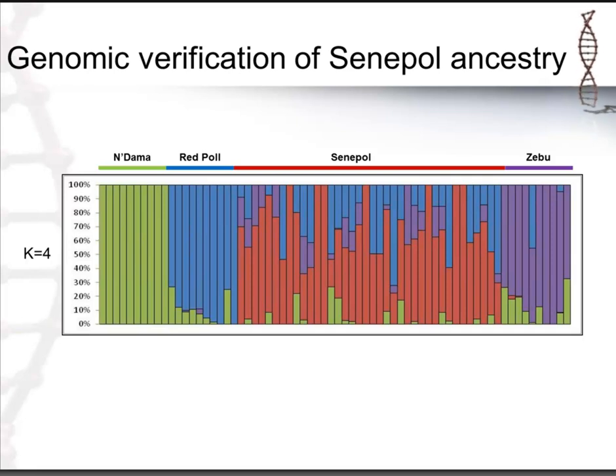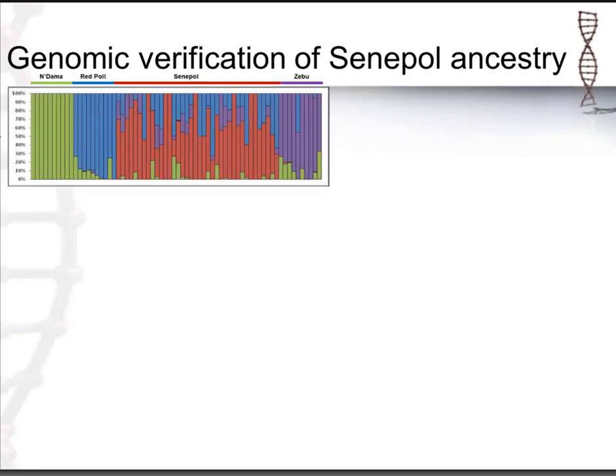The main thing I want to point out is that in the more purebred individuals, like the N'Dama and red poll, you can see that it's predominantly a single color, showing their more pure ancestry, whereas the Senepol in particular have a mottled coloration of the red color, which is unique to Senepol, but they also show varying degrees of the purple from Zebu, the blue coloration from the red poll, and even the green from the N'Dama.